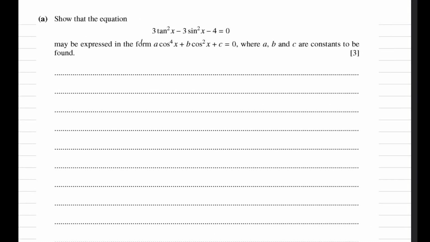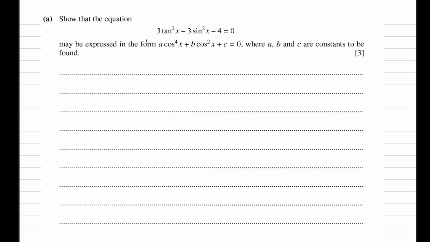The first one: show that the equation 3 tangent squared x minus 3 sine squared x minus 4 equals 0 may be expressed in the form a cos 4x plus b cos squared x plus c equals 0, where a, b, c are constants to be found.